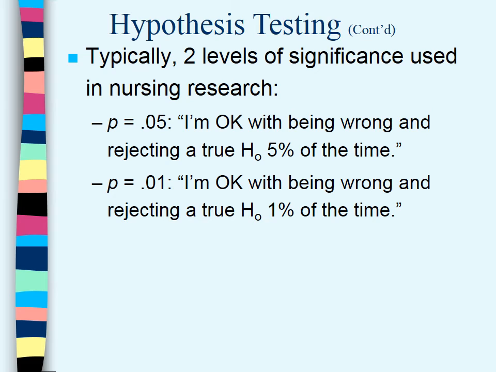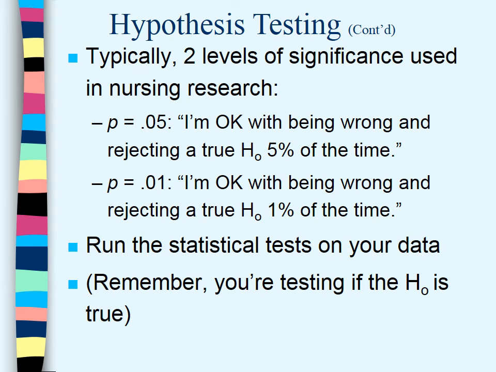I'm okay with being wrong and rejecting a true null hypothesis 5% of the time, or the most common one that we'll see, especially in larger studies, is p equals 0.01. I'm okay with being wrong and rejecting a true null hypothesis only 1% of the time.